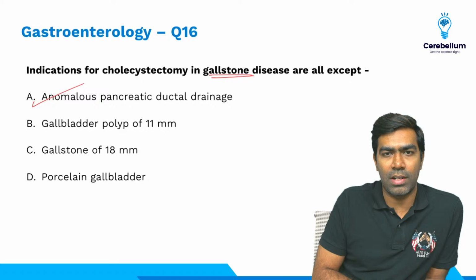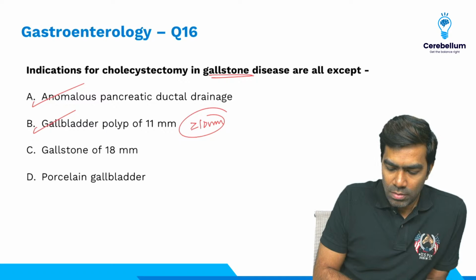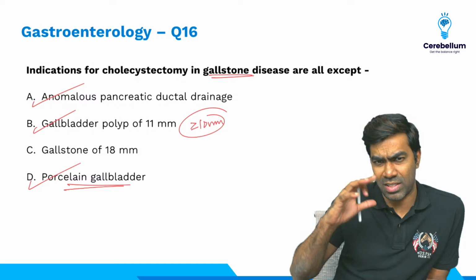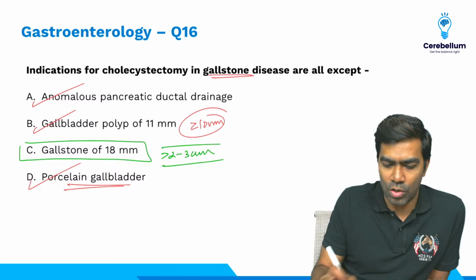Anomalous pancreatic ductal drainage. Abnormal anatomy, yes, you can operate. Gallbladder polyp of 11 mm, definitely yes. Anything more than 1 centimeter, you can operate, no problem. Porcelain gallbladder, yes, you can operate because this has a high risk of malignancy. Porcelain gallbladder is calcified gallbladder. Gallstone of 18 mm is wrong because the size needs to be more than 2 to 3 centimeter. Then only you are going to operate.